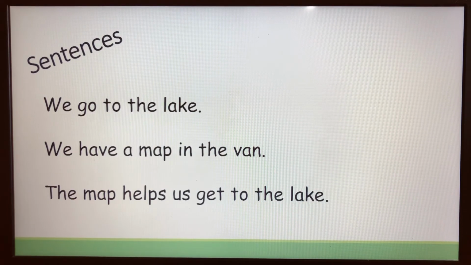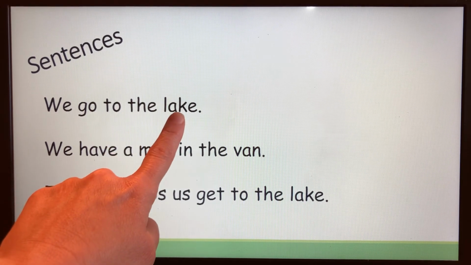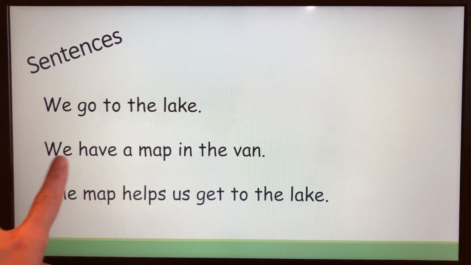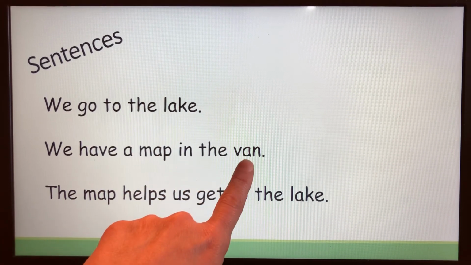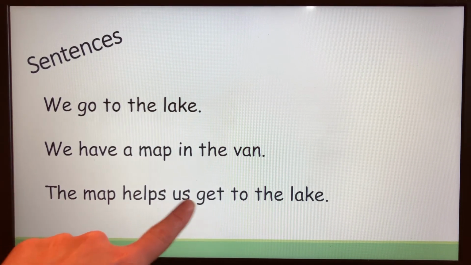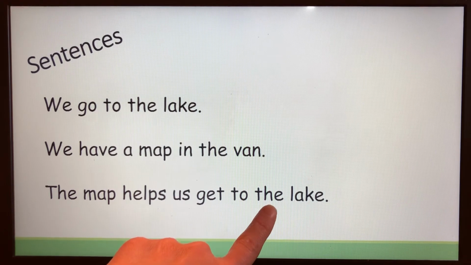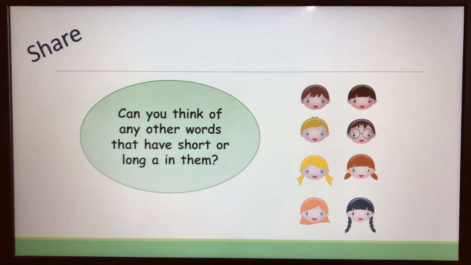Let's read some sentences. We go to the lake. We have a map in the van. The map helps us get to the lake. Good reading. Can you think of any other words that have short or long A in them? Good thinking.